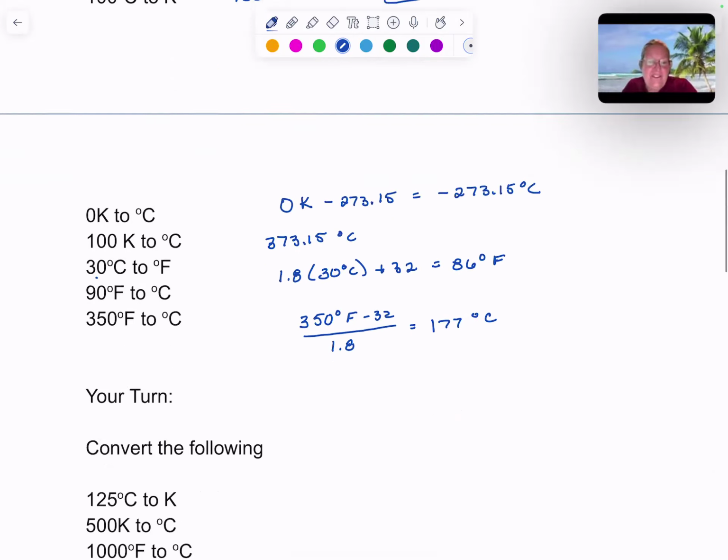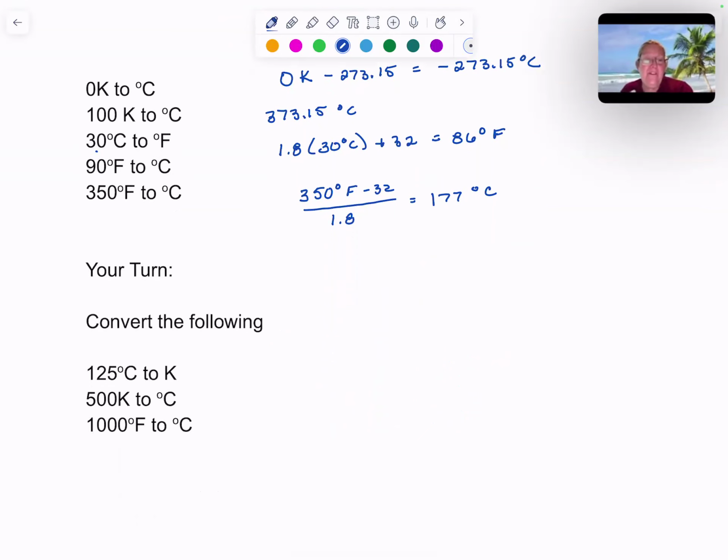Okay, now it's your turn. Let's try to convert a couple of the following, and then we're going to check your work. So as always, pause the video and come back when you're ready to check your work. Okay, hopefully you're back and you've done these.